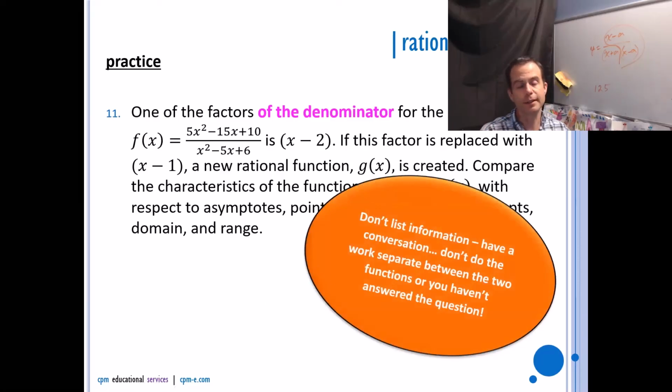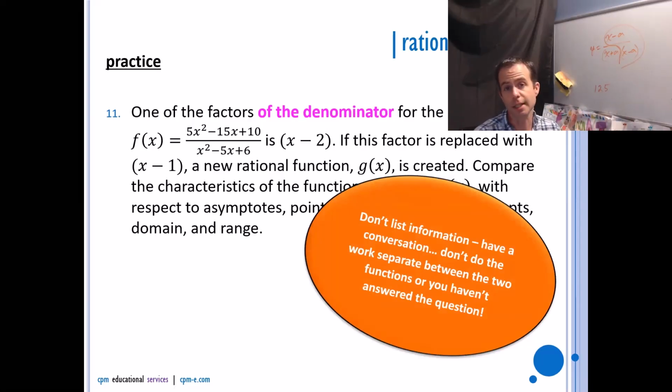As we go through this, now I'm going to show you the perfect answer. My perfect answer is never to stress you out, but to help you hone your skills to see where you should be going. One of the things you should be doing is you don't just want to list information. You don't just want to say, this is the domain of f of x and the range of f of x and the domain of g of x and the range of g of x. I need you to connect the conversation together.